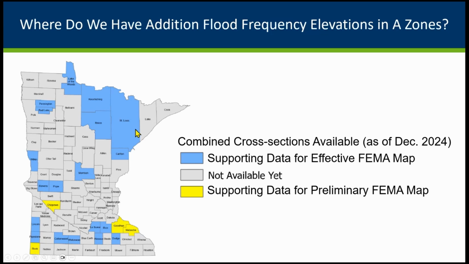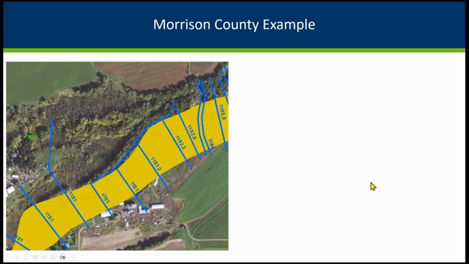This is showing that we've got the data for the effective maps, or soon to be effective, for Itasca and St. Louis. And the yellow ones here we had that data in the preliminary maps. And so you've got that as best available data. And we have that currently as shapefiles that we've done, combined shapefiles that put that information together. So here's an example in a GIS layer here. I've loaded this layer.